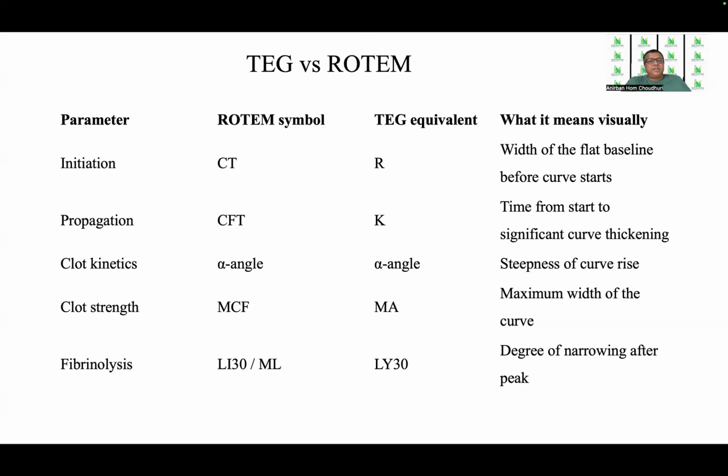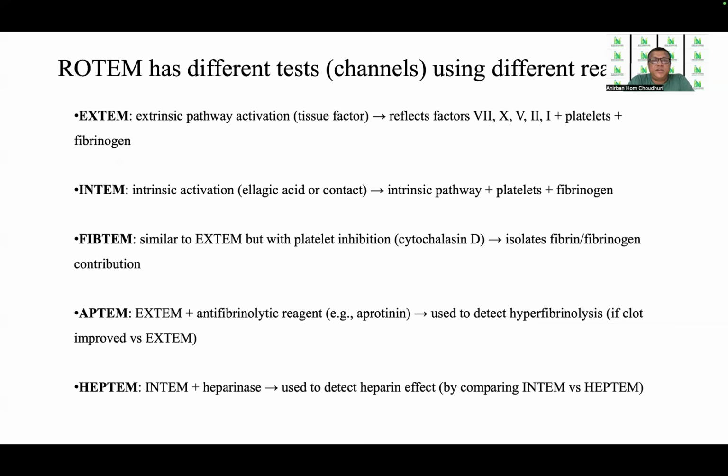Next is the clot strength. The ROTEM symbol is maximum clot firmness, while the TEG equivalent is maximum amplitude. And what it means visually by looking at the graph is the maximum width of the curve. And finally, it is the fibrinolysis, which is the maximum lysis as a percentage or lysis index at 30. The TEG equivalent is the percentage of lysis at 30 minutes after maximum amplitude. What it means is the degree of narrowing after reaching the peak, so the rate of fibrinolysis is denoted.